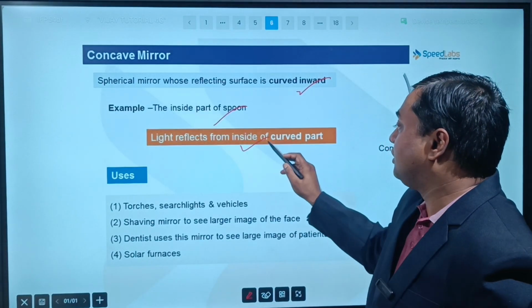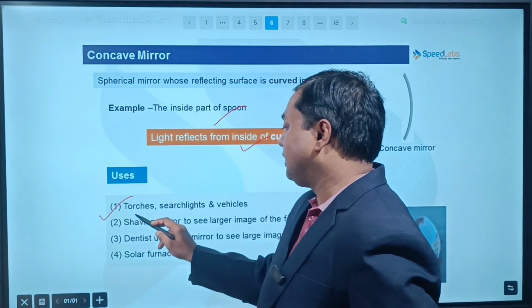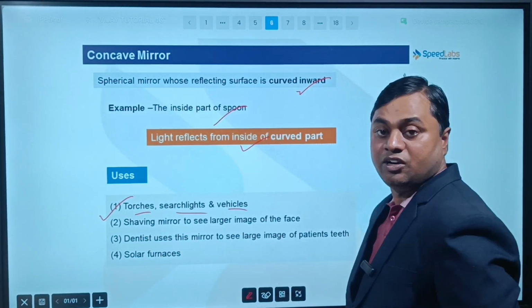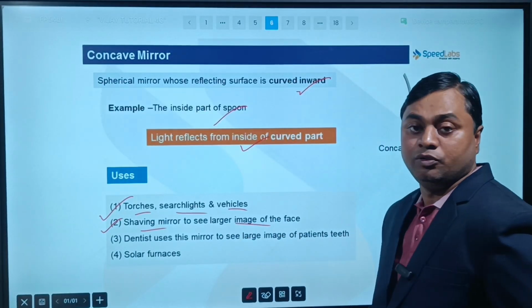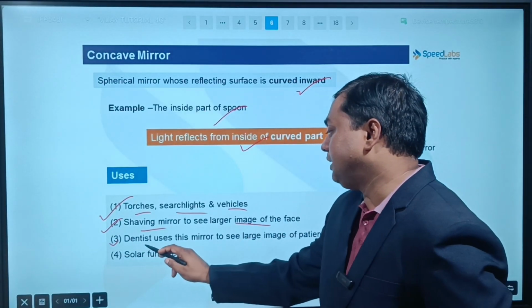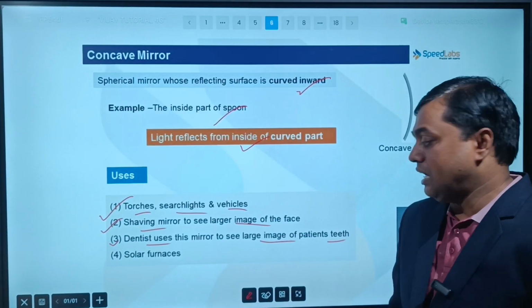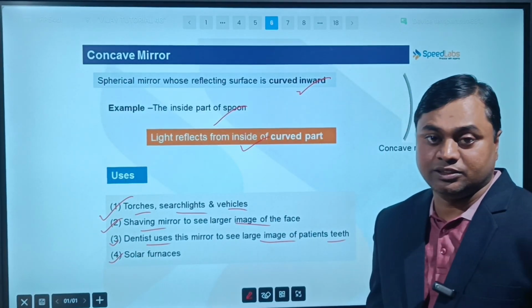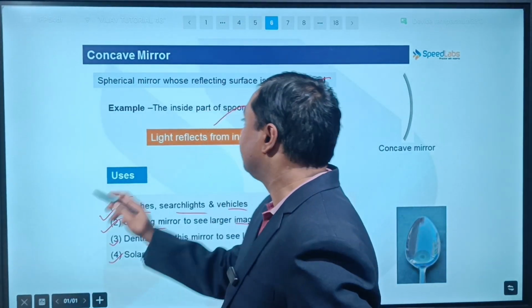So light reflects inside of the curved part. Where are we using the concave mirror? Generally in torches, searchlights and vehicles. It is used as shaving mirrors to see the large image of the face. It is also used by the dentist to see the large image of the patient's teeth. Even it is used in solar furnaces. Yes or no? So these are the uses of concave mirror.